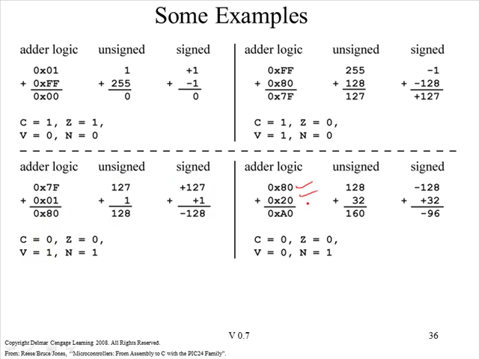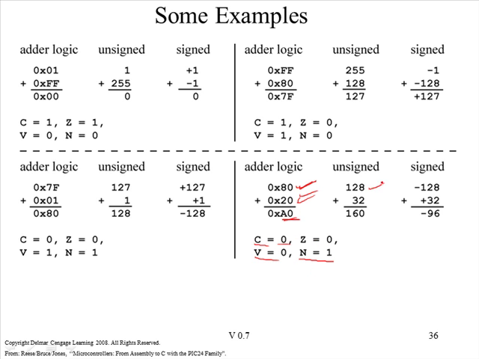Finally, let's add 80 plus 20. I will get a 0. I have no carry out, so I have carry equal to a 0. I added a negative number plus a positive number. When I add a negative plus a positive, I cannot get overflow, so V is equal to a 0. The most significant bit of this 8-bit result is a 1, so the negative flag is a 1.